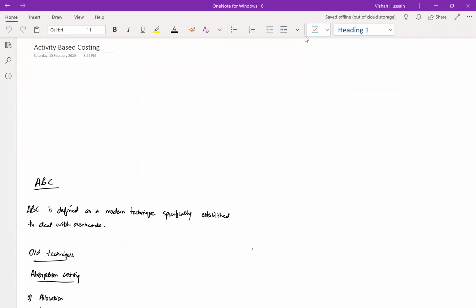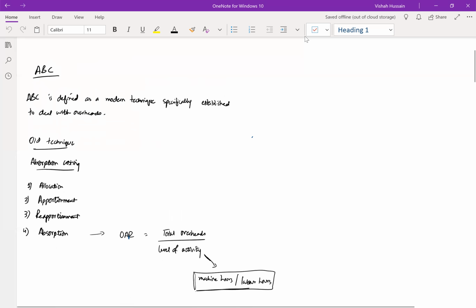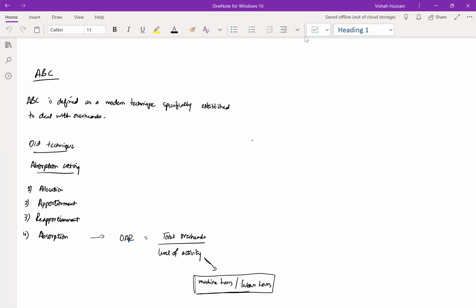Activity-based costing is the first topic. I do not follow the format that the book follows because I believe first students should be able to get thorough with the calculations. Once they get thorough with the calculations, after that we can do the theory as well. Okay. So activity-based costing is basically a modern technique that deals with the overheads.